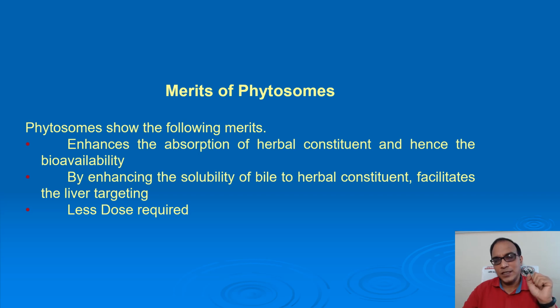So the phytosomes show the following merits. It enhances the absorption of herbal constituents and hence the bioavailability. It enhances the solubility of bile-soluble herbal constituents and facilitates liver targeting in this way. The absorption of the chief phytoconstituent is improved in phytosomes or pharmacosomes. Its dose requirement is also reduced, which is a peculiar feature of NDDS.